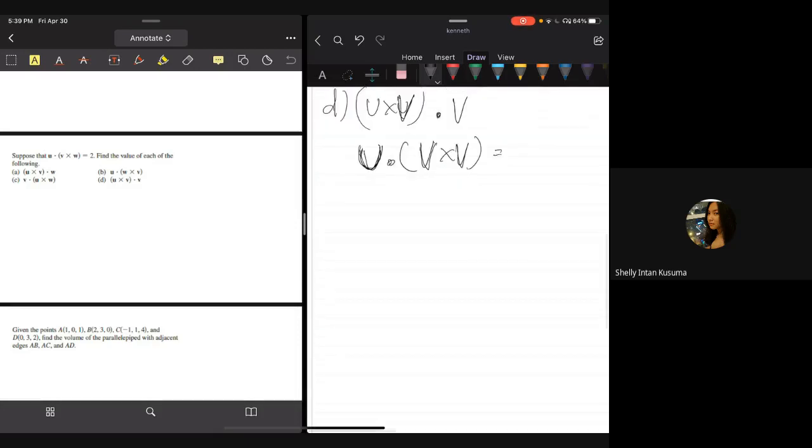So for the cross product, the result is equal to 0 if the vectors are parallel, right? So v and v are parallel, right? Because it's the same vector. So the answer for this one is equal to 0. So it's just u times 0, and the answer is 0.